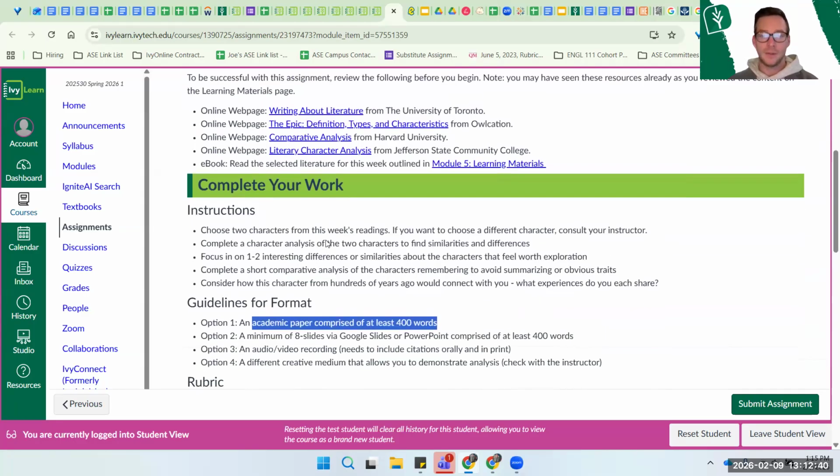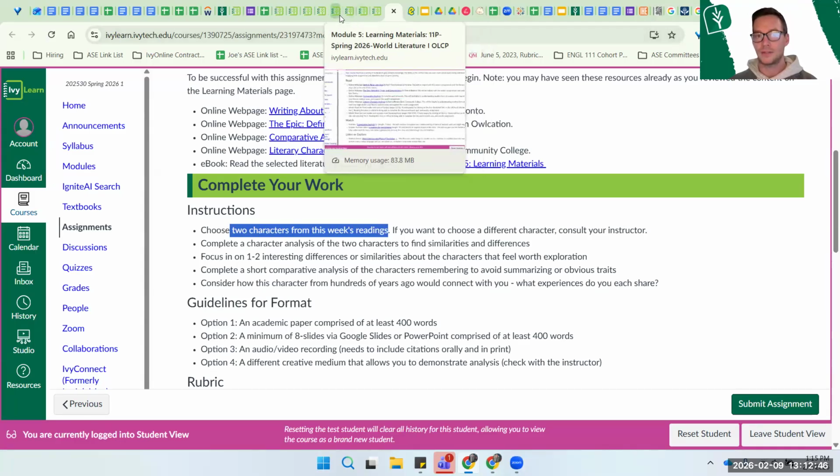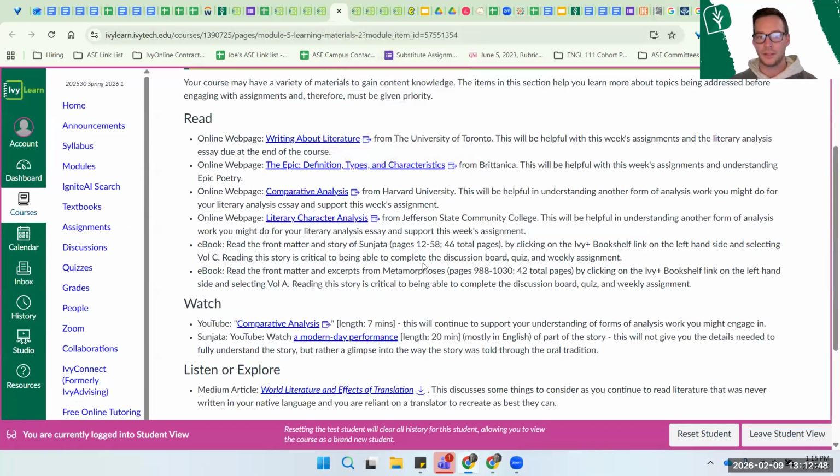Now it notes that you want to choose two characters from this week's reading. So I do want you to try to focus on pulling characters from Sunjata and the Metamorphoses. You may or may not struggle with that. And if you feel really called to writing about something that has to be something from this week and something from a previous week, that can be okay.